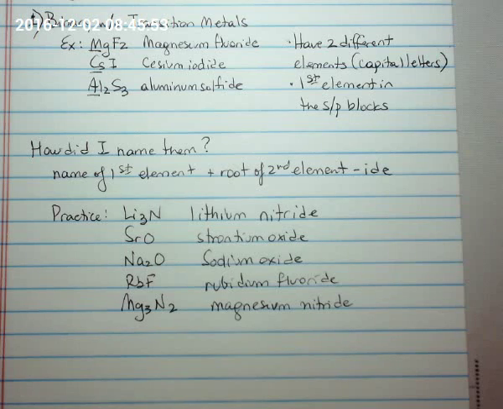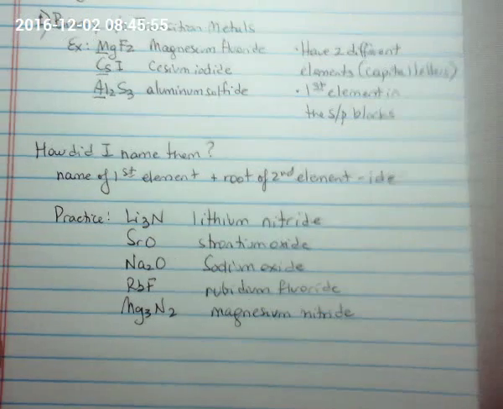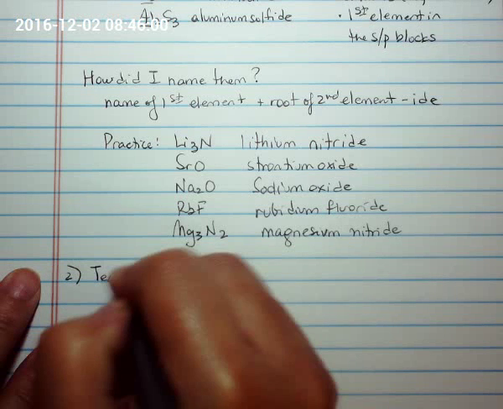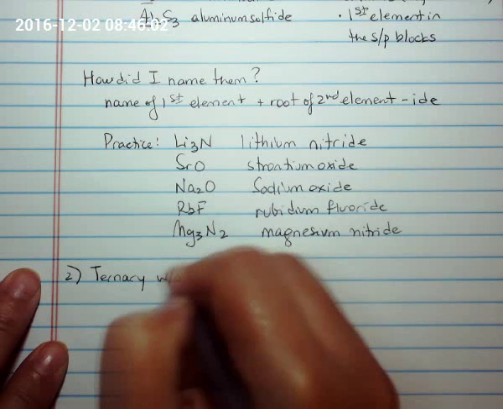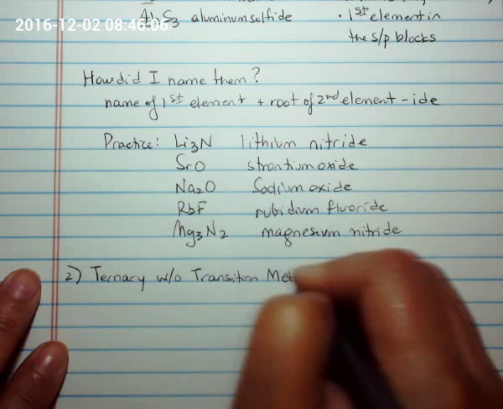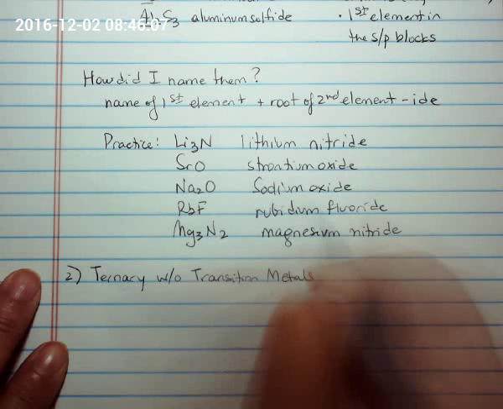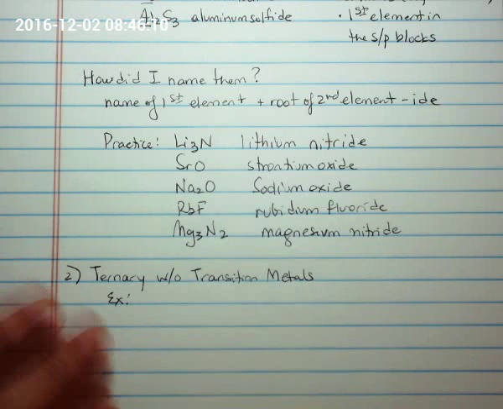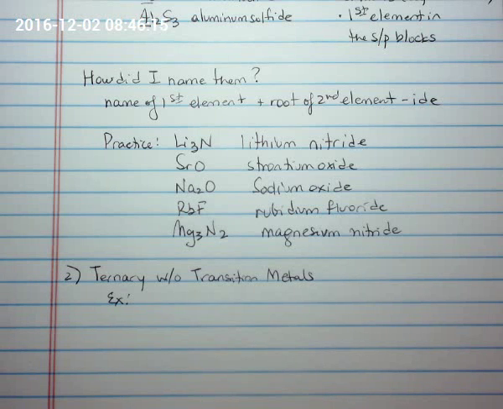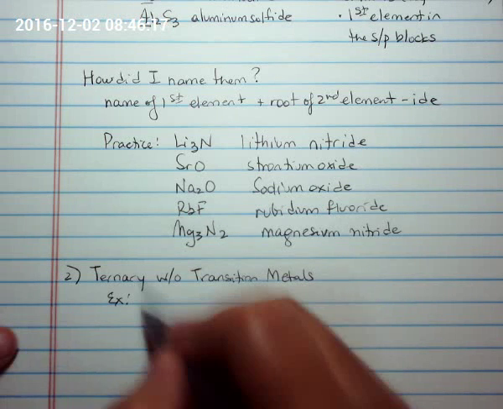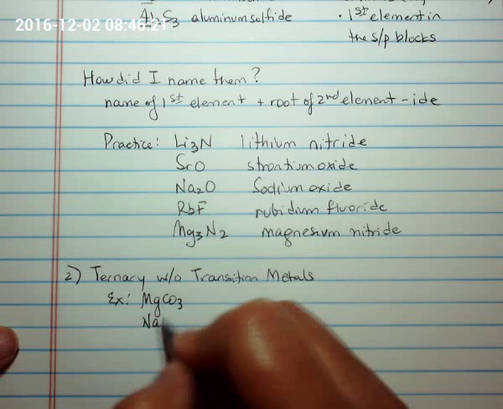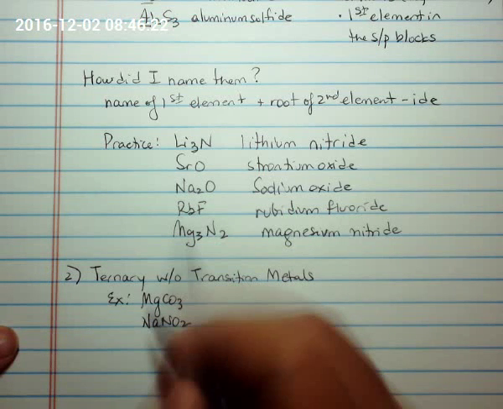All right, let's do ternary things. And again, we'll focus on things that don't have transition metals. Let me give you an example of what I'm talking about. So like, for instance, MgCO3 or NaNO2 or K3PO4.